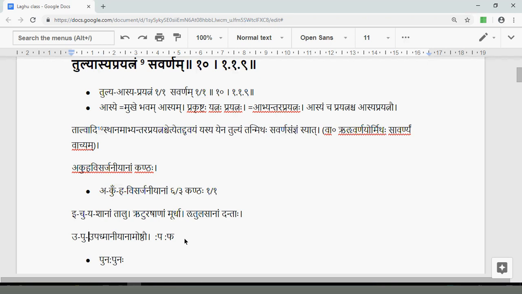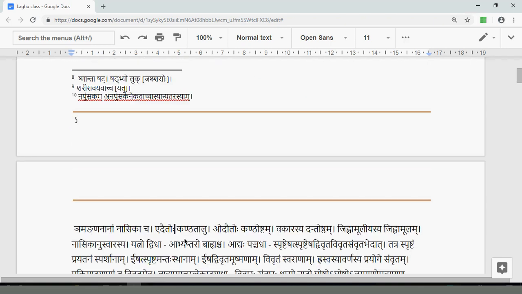So what is their sthana? U, pu, pa varga, and upadmaniya, the sthana is oshtav. So oshtav, they are labial. And oshtav are two, because we have two lips. Therefore you use both lips for pa, pha, ba, bha, ma, u, and this punaf punaha. Both lips are used, and that is their sthana, that is the asyam.